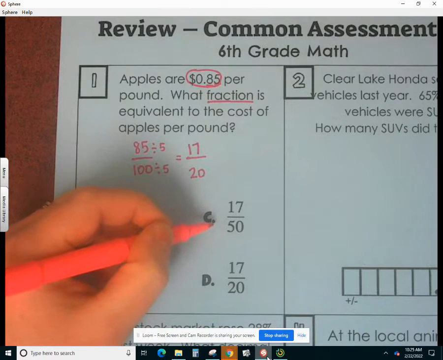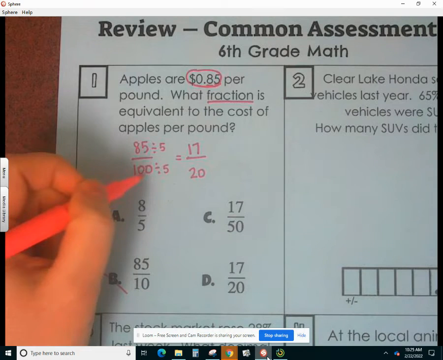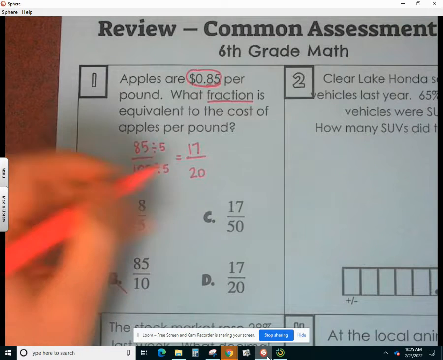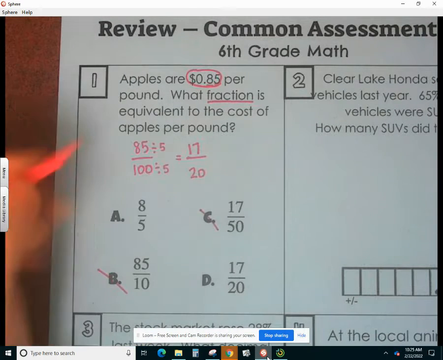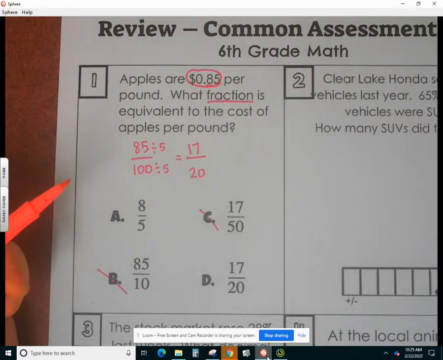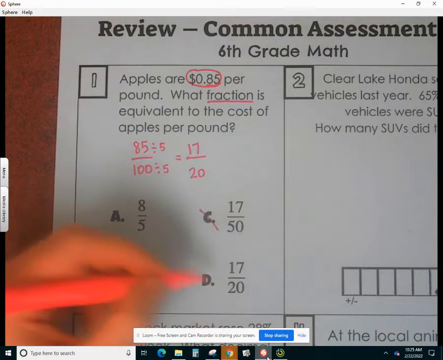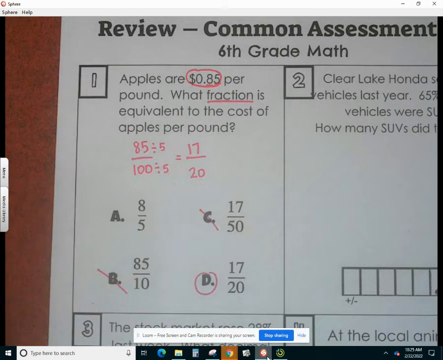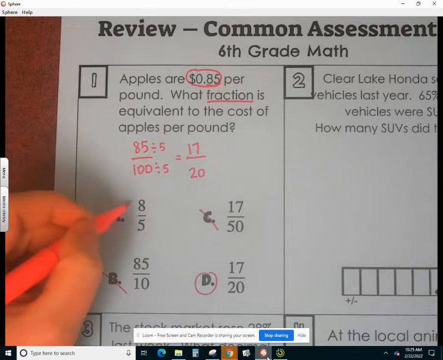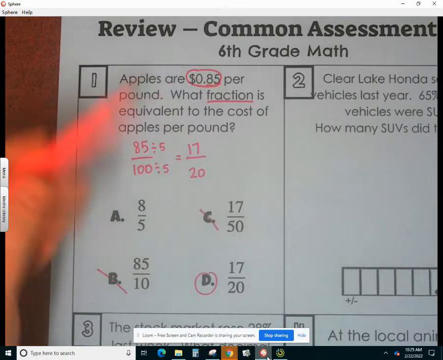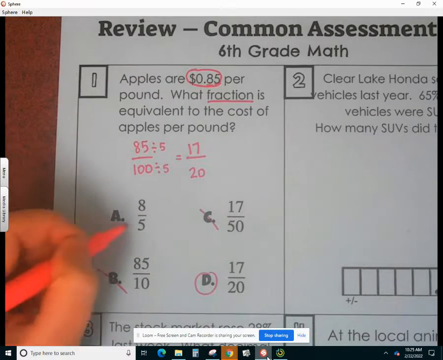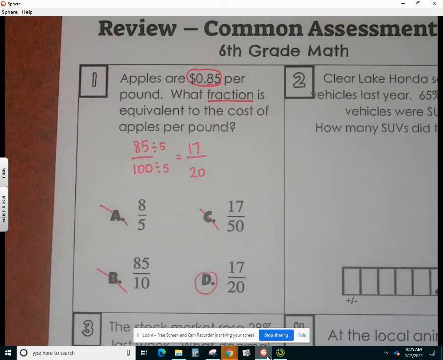So again, be careful here. It has the 17, but 5 doesn't go into 100 50 times. Some people tell me that sometimes, but it doesn't. 20, 40, 60, 80, 100. 20 goes in 5 times. So the answer here is 17 over 20. Also be careful. Just because it has an 8 and a 5 and this has an 8 and a 5 doesn't mean that it is equivalent. That's the answer for number 1.